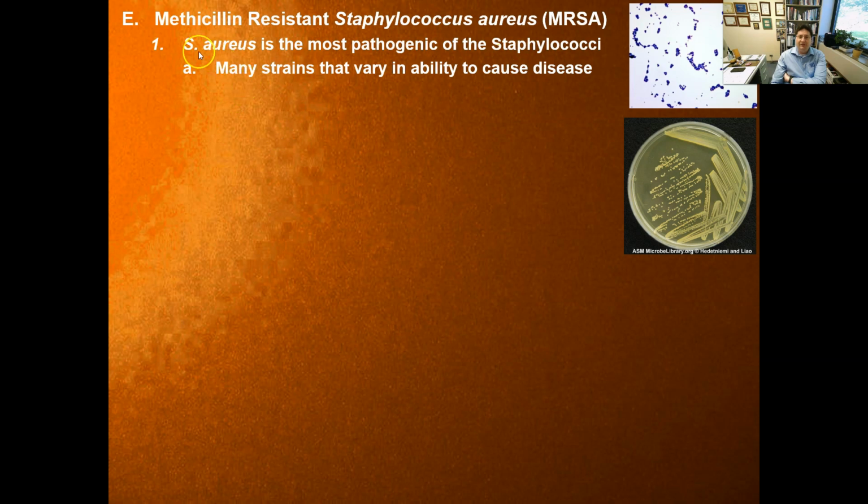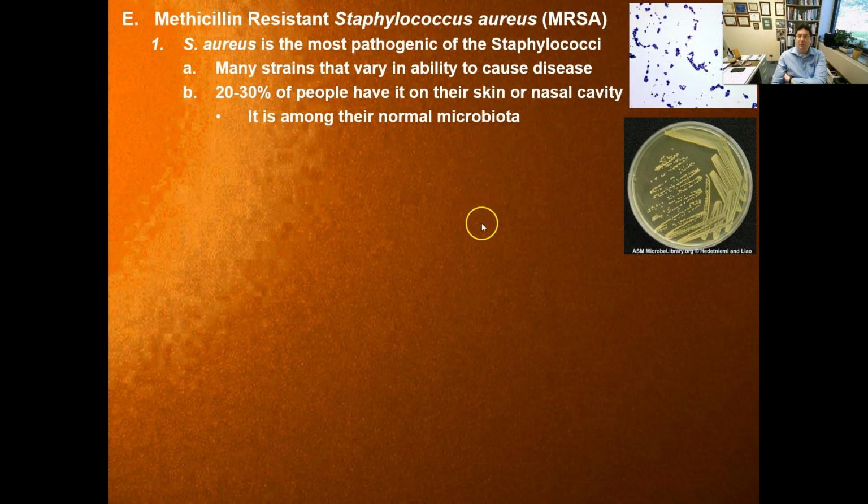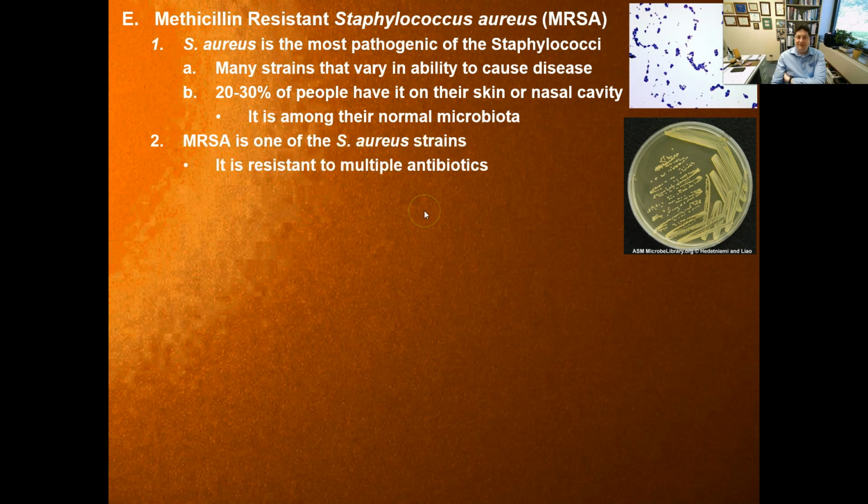There are many strains of Staph aureus, and they all vary in their ability to cause disease. Interestingly, up to 30% of people have it on their skin or in their nasal cavity. It's part of your normal flora. Why isn't it causing disease? Microbial antagonism. We just talked about that. MRSA is one of these Staphylococcus aureus strains.